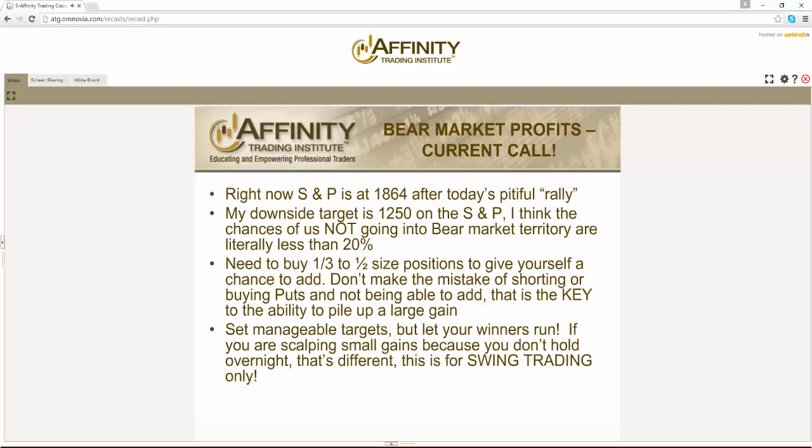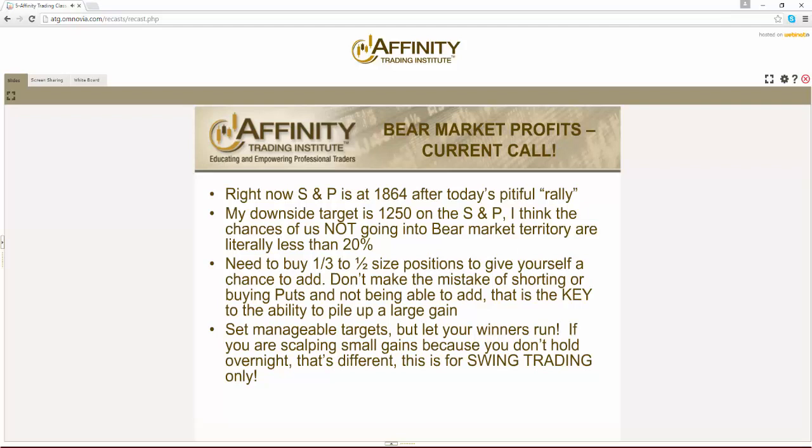Set manageable targets, but let your winners run. It's key. I talked to one of our traders today in the chat room, and she said that she has a tendency to let her losers run, and she takes profits too soon. Well, there's a saying, don't eat like a squirrel and poop like an elephant, right? You got it? So you're going to lose your money if that's your strategy.